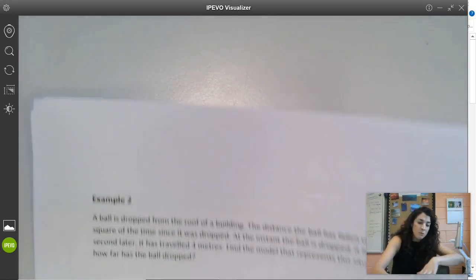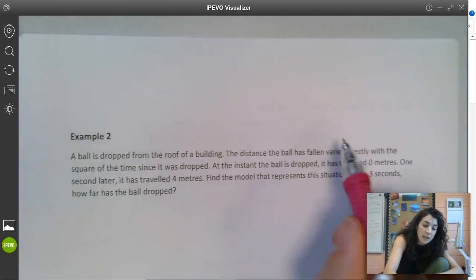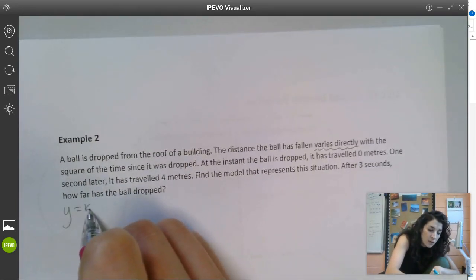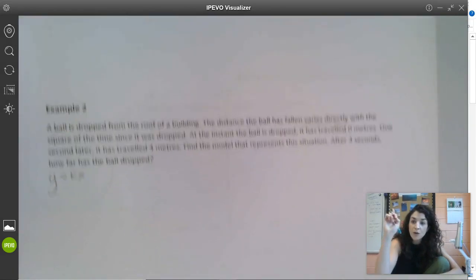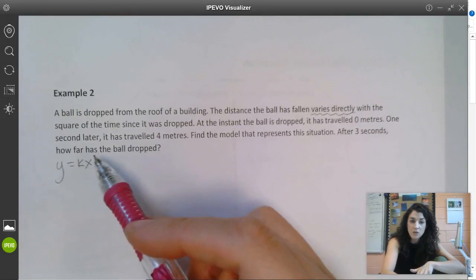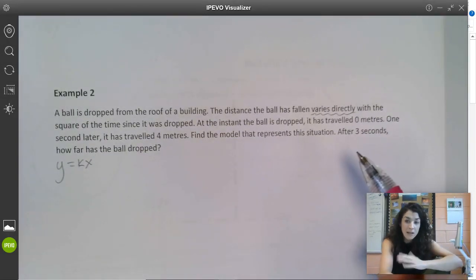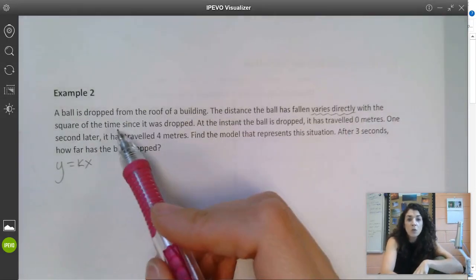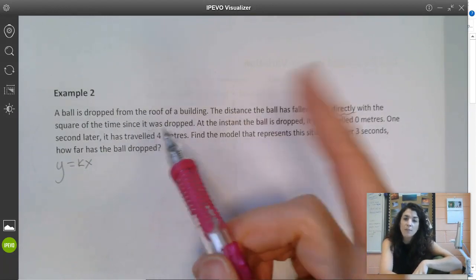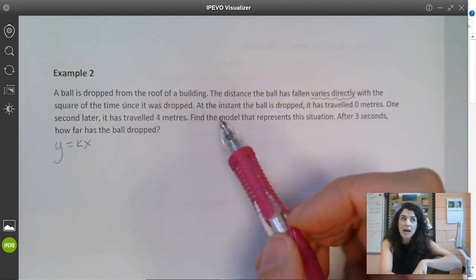A ball is dropped from the roof of a building. The distance the ball has fallen varies directly. Ooh, direct variation. y equals kx. Notice what I did. I saw that and said, I know immediately, that means y equals kx. So I immediately put it down. With the square of the time since it was dropped. Interesting. Different format than we usually talk about, but we'll talk about it later.